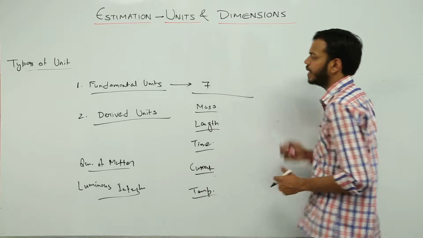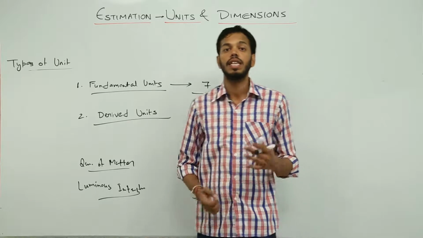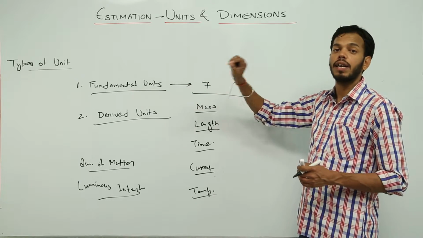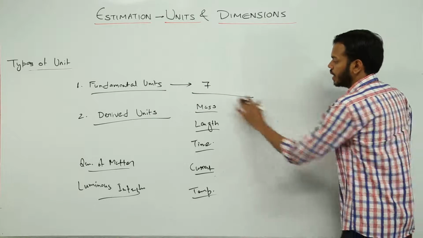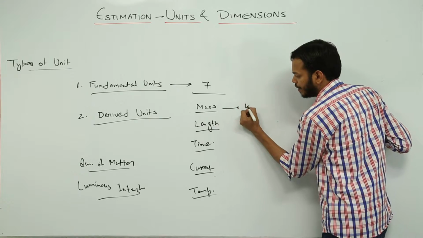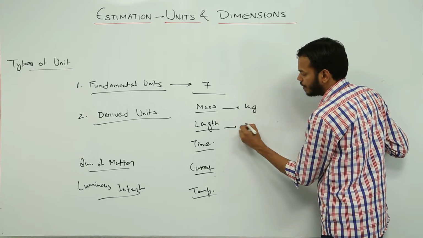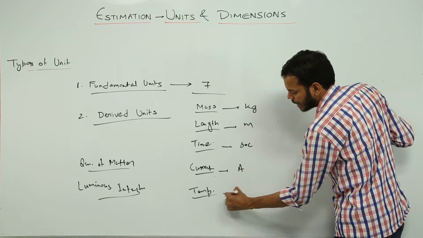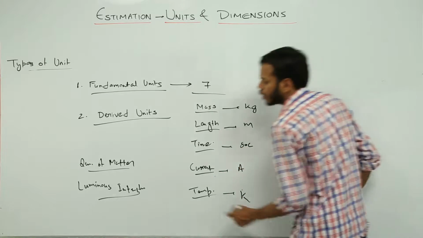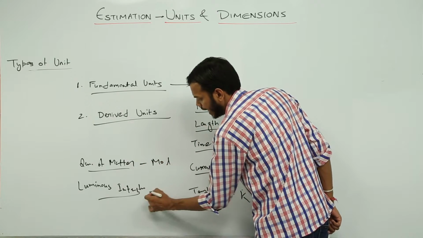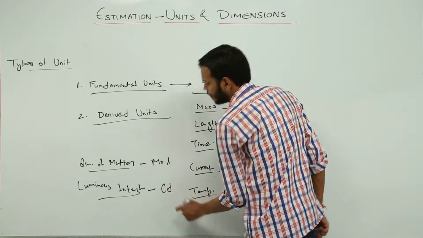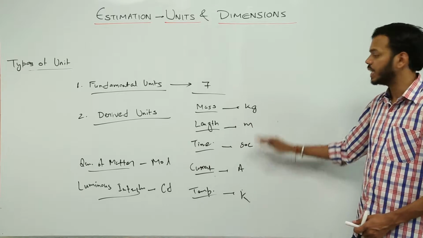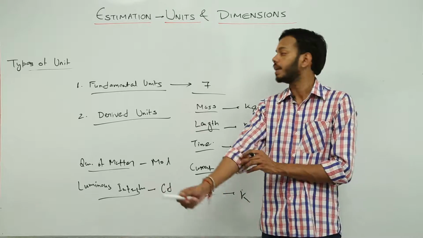So these are the basic 7 physical fundamental quantities, of which the proper fundamental units are named. For mass we have kilogram, for length meter, time, second, current, ampere, temperature, Kelvin, quantity of matter, mole, and luminous intensity, candela. So kg, meter, second, ampere, and Kelvin, these 5 will be used very frequently.